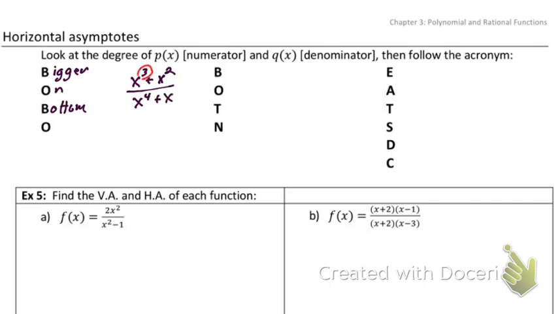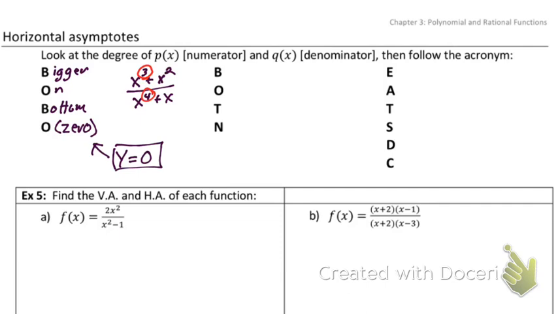You look at your highest degree. 4 is bigger than 3, so it fits into Bobo. Bobo's got this one. Bobo is the easiest one. This O isn't actually an O. That is actually a 0. And if you ever have Bobo, you just immediately say your horizontal asymptote is y equals 0. No thought at all. Bobo is always y equals 0. That is your easiest one.